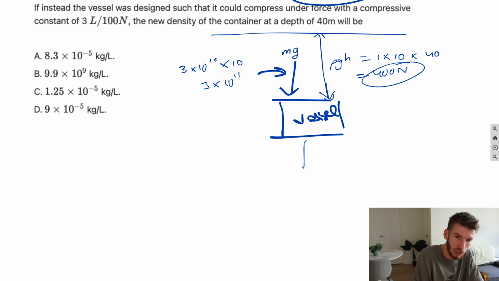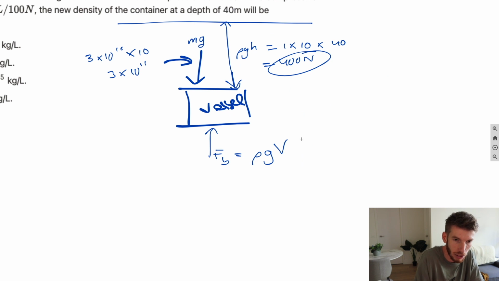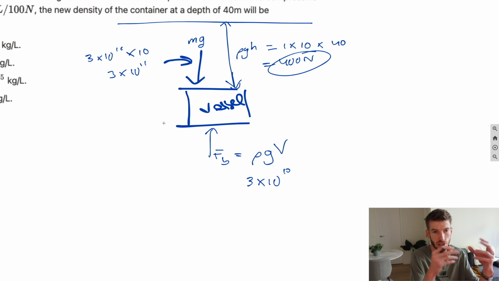And then we've also got the buoyancy force pressing back this way, right? Trying to resist that. And that we did before, which was rho g times V. We found that to be 3 by 10 to the 10. So 3 by 10 to the 10, pressing up. Now the difference is because it's free floating and it's able to compress, all of these forces are actually contributing to the compression. So we don't actually subtract them from each other and get a net force. The net force is actually adding them all together because they're all helping compress the vessel.